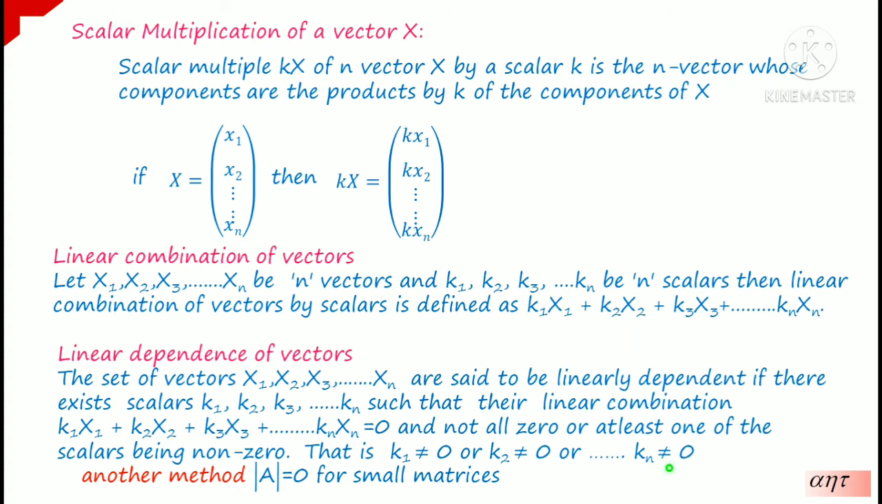And then another method for checking linear dependence of vectors is for small matrices. If it is a 2 by 2 matrix or 3 by 3 matrix, then you have to find the determinant of A, and if it is equal to 0, then we say that it is linearly dependent.